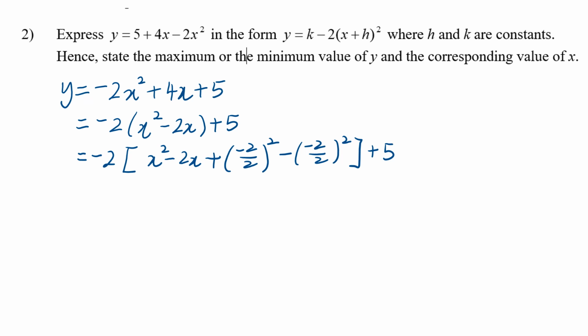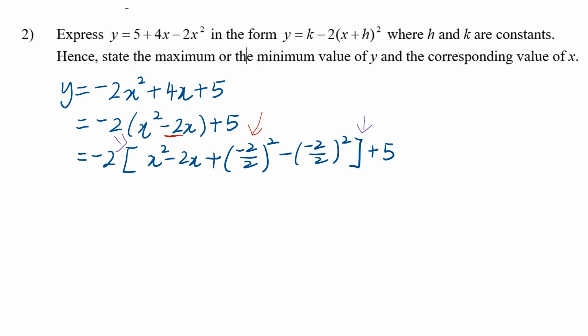And then the next step, by now you should know how to do completing the square. Take the coefficient of x, which is negative 2, divide by 2, square it. You add and you take away. Now, I keep mentioning the importance of putting your square bracket here. The square bracket is very important. You must have it there.